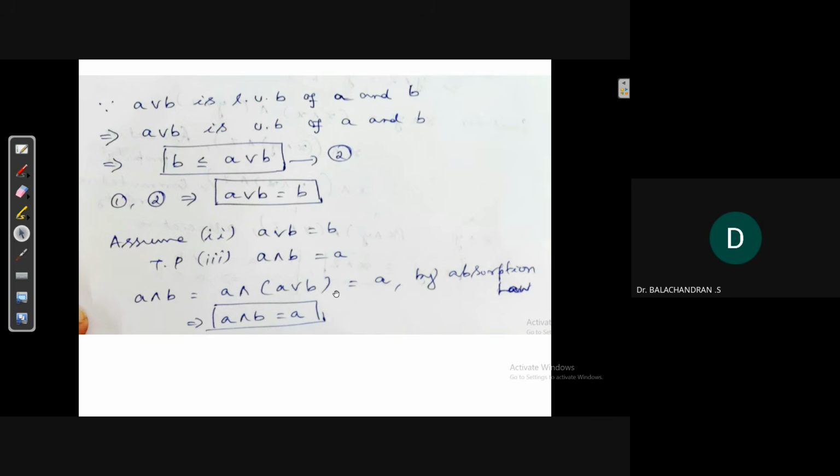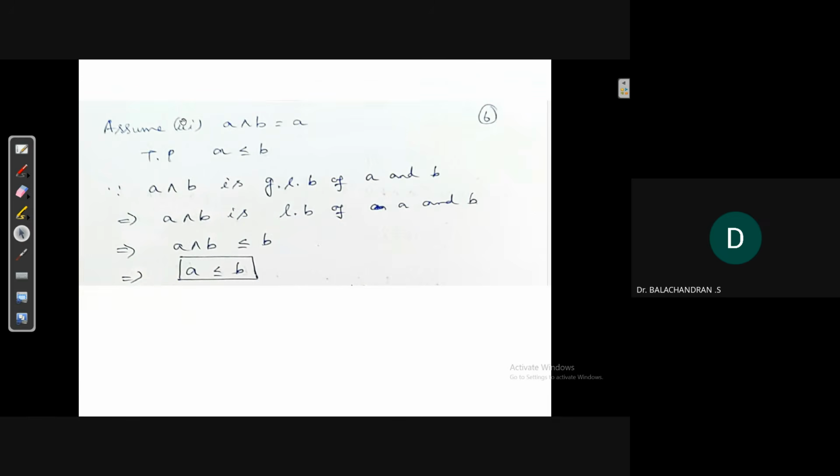A and (A or B) equal to A. In the previous theorem we proved the absorption law, so A and (A or B) equal to A by the absorption law. So the left side is A and B, the right side is A. So that is 3, A and B equal to A. So we proved 2 implies 3. Next we are going to prove 1.